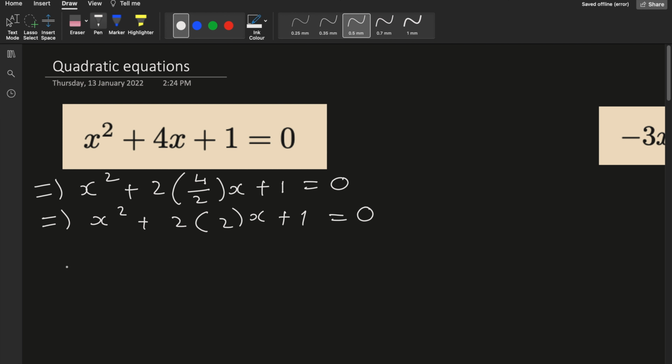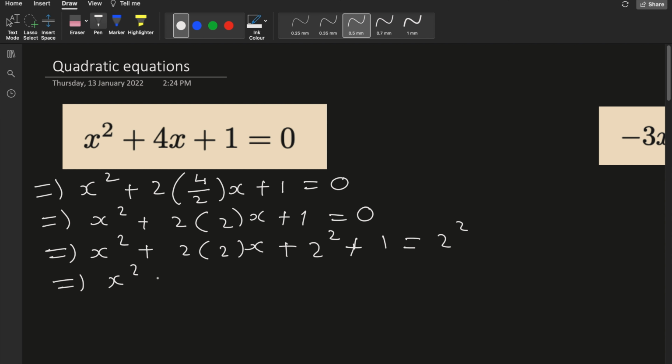The next step was to add b divided by 2 whole squared to both sides. Here b divided by 2 is the value within the brackets. Remember that, not this one, it's this one. So we write b divided by 2 whole squared on both sides. First we write 2 squared plus 1 equals 2 squared. This wouldn't matter because we are adding it to both sides. Even if we cancel, it would remain the same value. Then we transpose this to the other side.